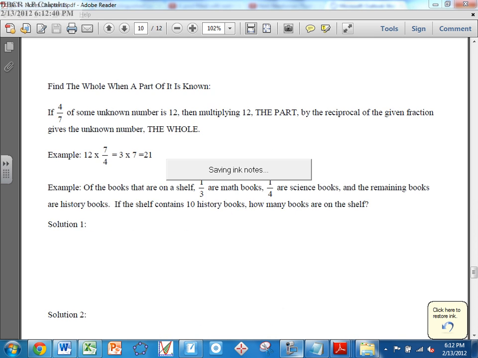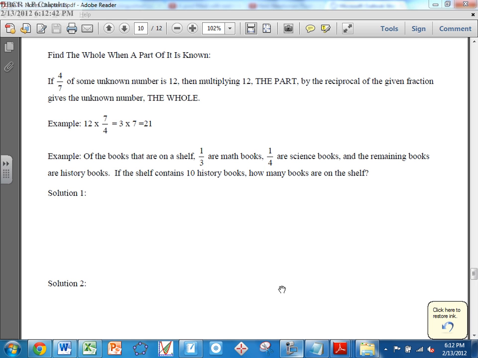If you're given some sort of a fraction, you have to figure out what the whole is, and part of it is known. So if 4/7 of some unknown number is 12, then multiplying 12 by the reciprocal of the given fraction gives the whole number. Let's go through an example of this, because that statement is a little bit too vague.